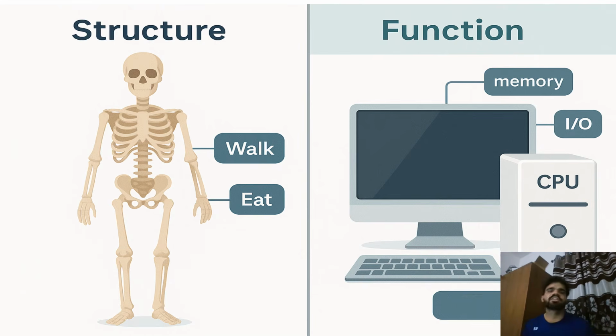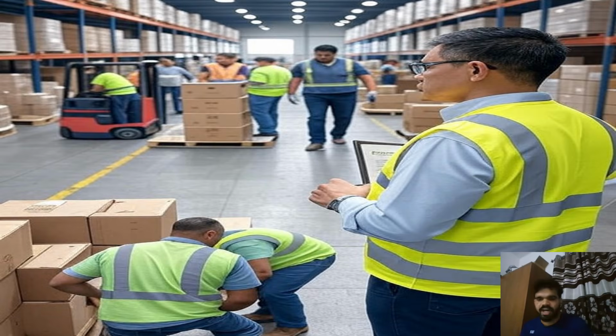So similarly, those are called structures and functions. Similarly, computers are also like that. The static relationship tells us that is the structure, and what each part does is called the function. In this example, it is a warehouse.